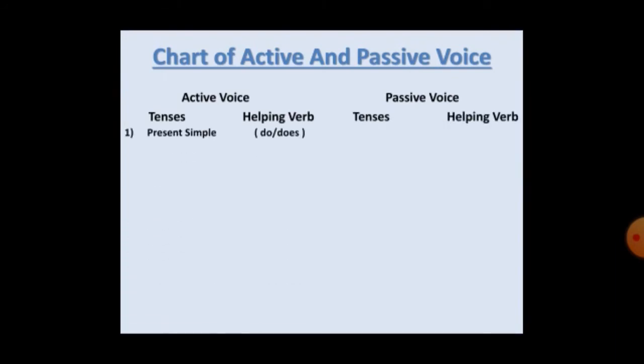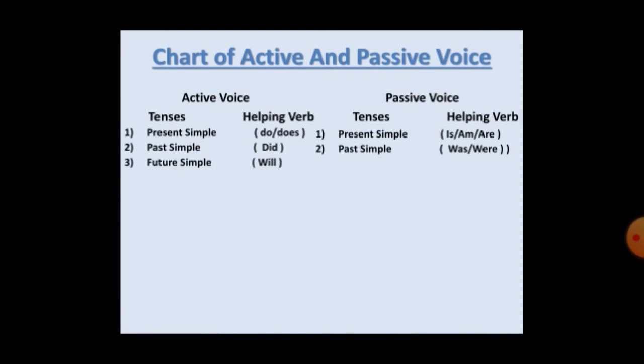We have present simple first in active voice, and the helping verbs of present simple are do, does, but in passive voice in present simple we always use the helping verbs is, am, are. In active voice we have past simple, and in past simple we always use the second form in affirmative sentences, but in negative or interrogative we always use the first form. In past simple passive voice we use was, were as helping verbs. In future simple we use the helping verb will. In future simple of passive voice we use will be.